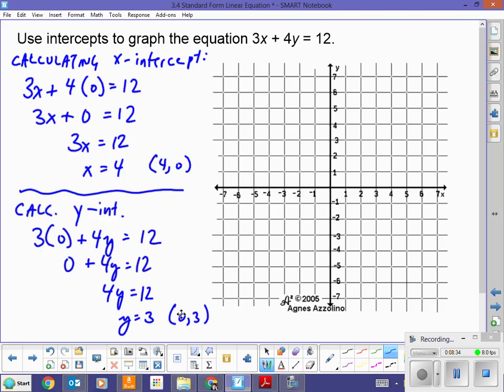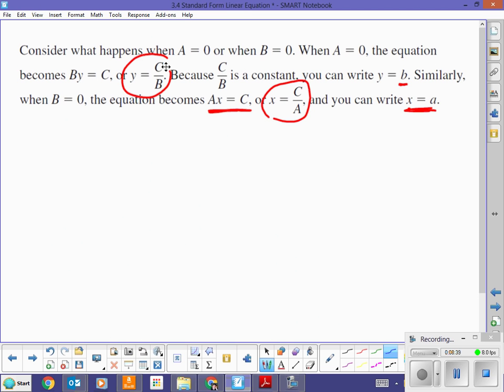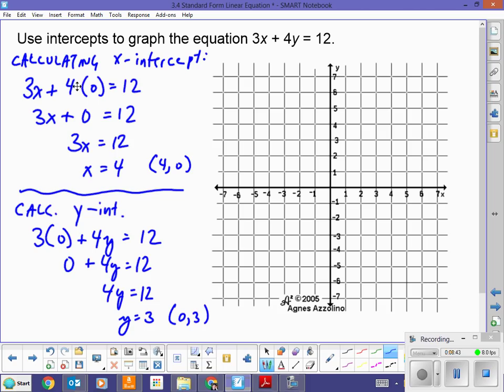Okay, so this goes back to the previous slide. I'll just flash back real quick. These things basically say that 12 divided by 4 down here is 3, and 12 divided by 3 over here is 4. So c divided by a is this.